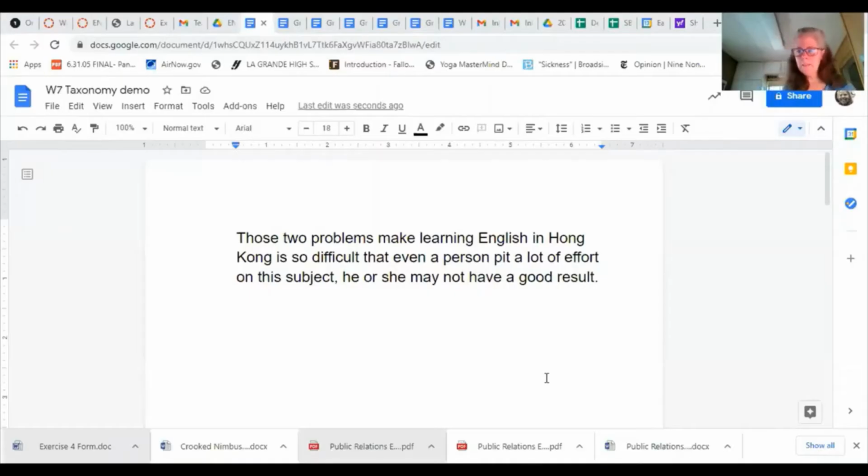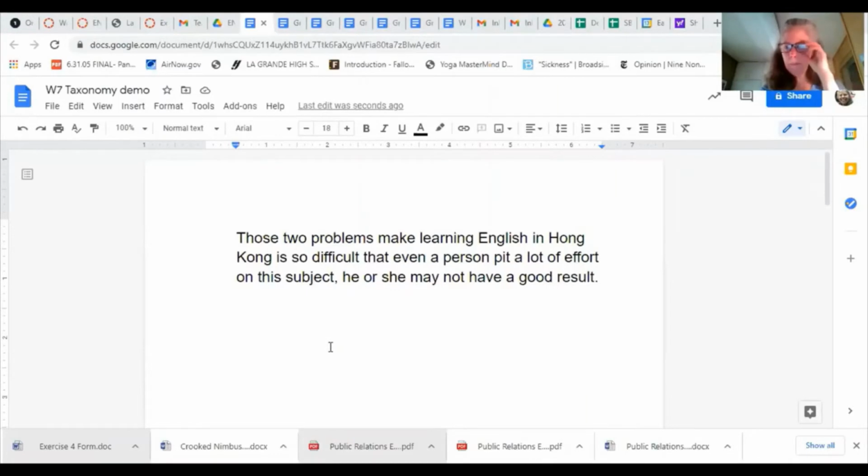So here's a sentence, right? This is a sentence that might have come from an English language learner essay, right? Those two problems make learning English in Hong Kong is so difficult that even a person put a lot of effort on this subject he or she may not have a good result, right? So there's a sentence. It has some errors in it. And one strategy that you can use to kind of figure out what the errors are that need to be addressed is to rewrite the sentence.